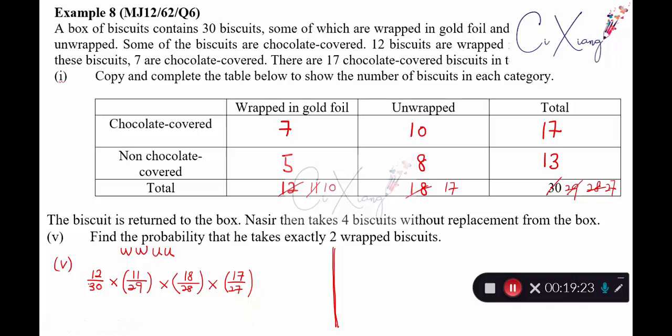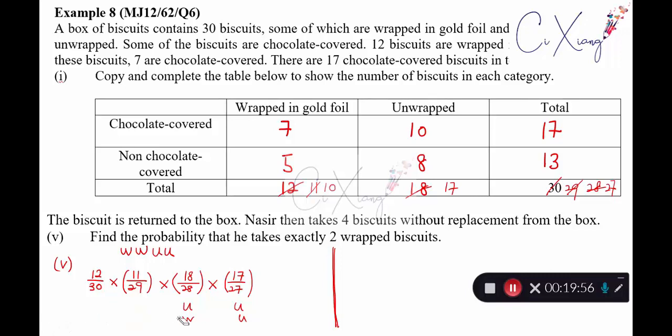Please take note that these 4 probabilities refer to one arrangement: W, W, U, U, wrap, wrap, unwrap, unwrap. How about if the 4 biscuits that I get are actually W, U, W, U? And I still have some other different arrangements. It is quite tedious if I want to list out every single arrangement here.